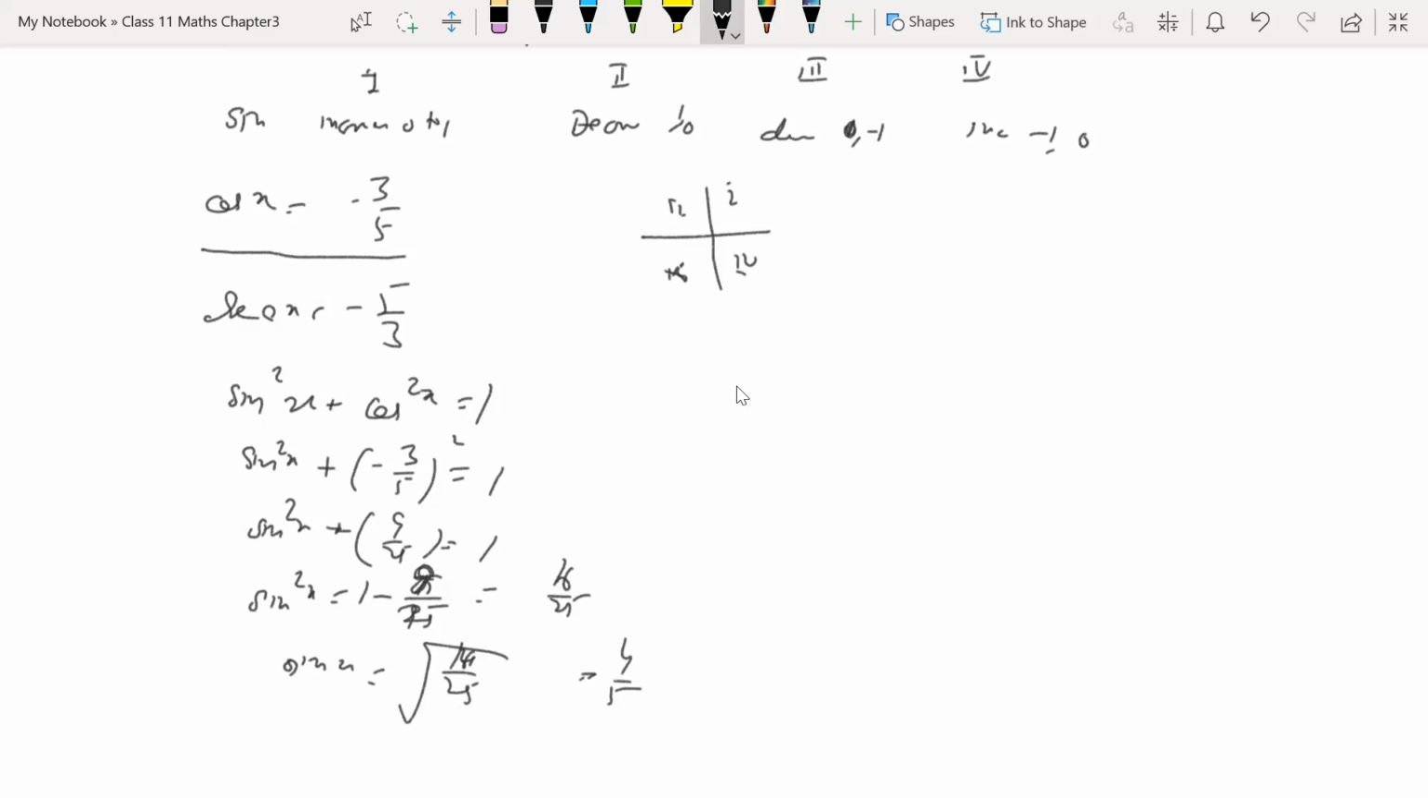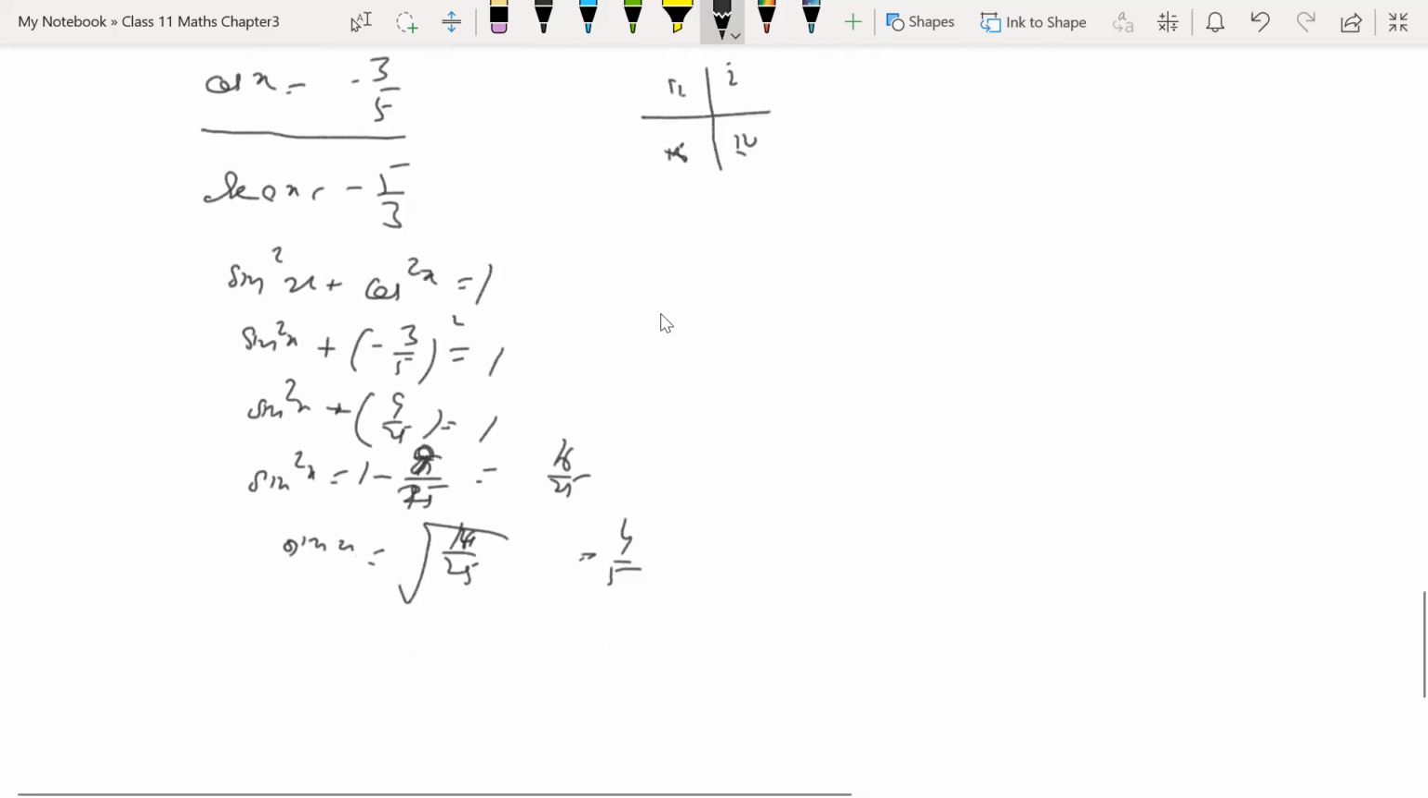Sin x is negative in the third quadrant. Therefore, sin x is minus 4 by 5. Cosecant x is the reverse of sin x. It becomes minus 5 by 4. We have four values now: sine, cos, secant, and cosecant. Now tangent.